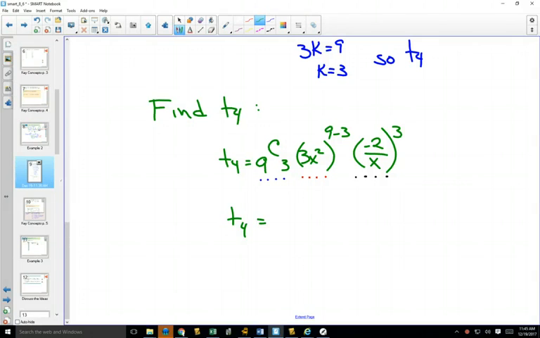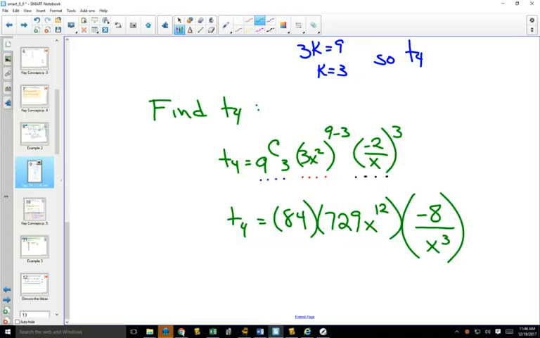Go to our calculator. 9 choose 3 is 84. 3 to the power of 6 is 729. x squared to the power of 6 will be x to the 12. Negative 2 to the power of 3 will be negative 8. And x to the power of 3. We can now multiply our numbers together. So 84 times 729 times a negative 8 is negative 489,888.